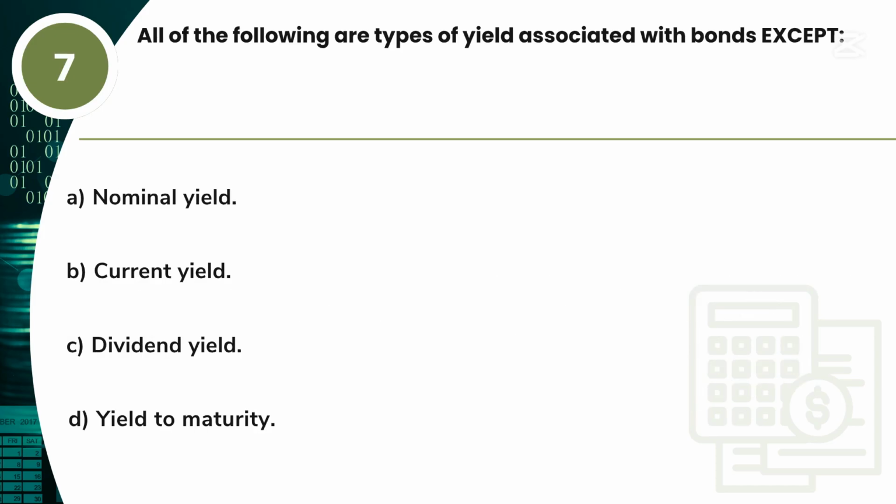Question 7. All of the following are types of yield associated with bonds except A. Nominal yield. B. Current yield. C. Dividend yield. D. Yield to maturity.